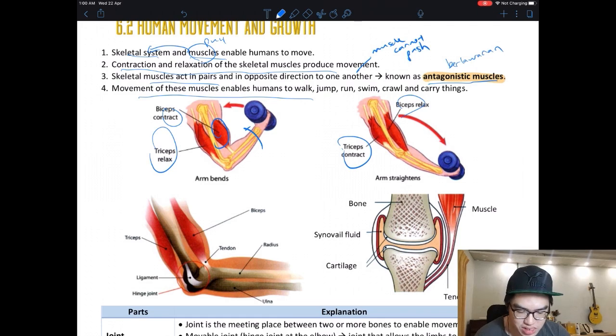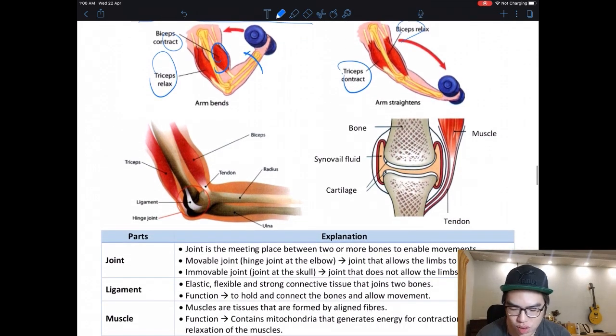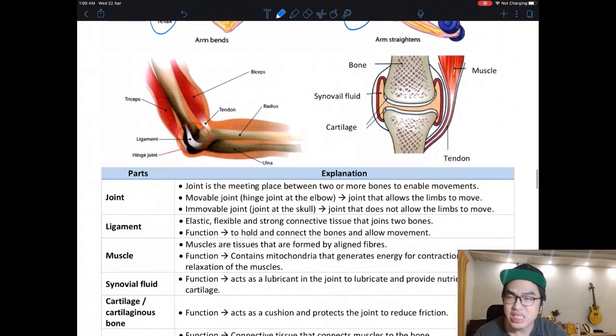Okay, I hope this makes sense. This is the same as your leg muscle. So what are these? I'll talk about these next week. We still have one more week in human.